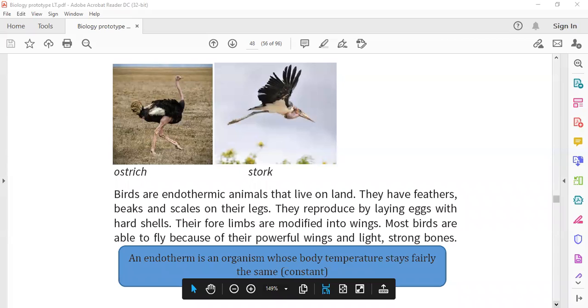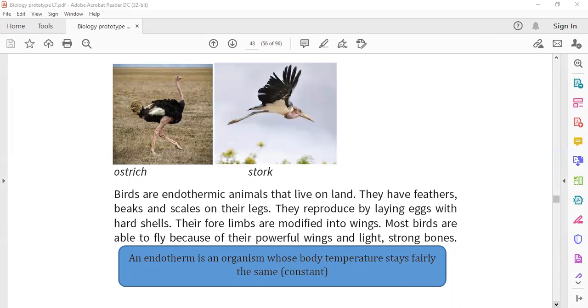Yes, teacher. Birds are endothermic animals that live on land. They have feathers, beaks, and scales on their legs. They reproduce by laying eggs with hard shells. Their forelimbs are modified into wings. They have four limbs. Most birds are able to fly because they have powerful wings and light, strong bones.